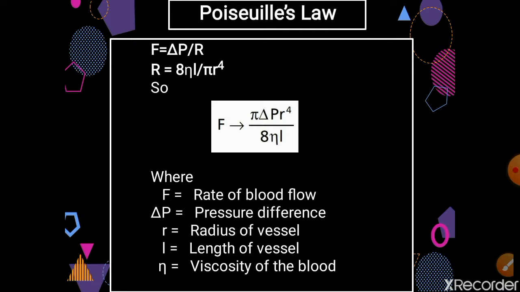The blood flow decreases when the viscosity of the blood increases. This is due to greater resistance. Also, the blood flow decreases when the vessel length increases.